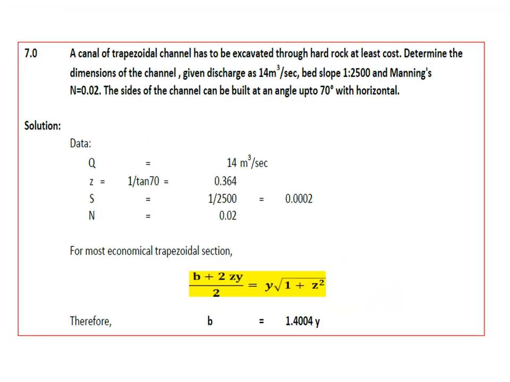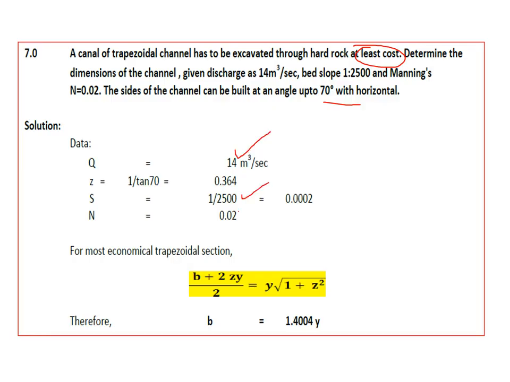In all the previous problems I had given the slope as one horizontal, one vertical. In this case, the angle is given, so that's the difference. Otherwise, the rest all remains the same. The trapezoidal section has to be excavated at least cost, so it becomes the most economical channel section. Given the discharge 14 meter cube per second, bed slope is 1 in 2500, Manning's n is 0.02.